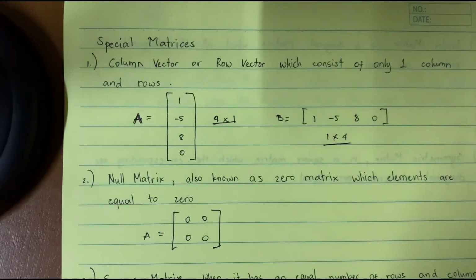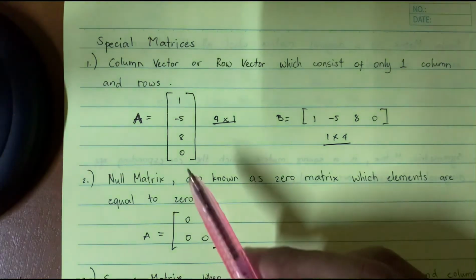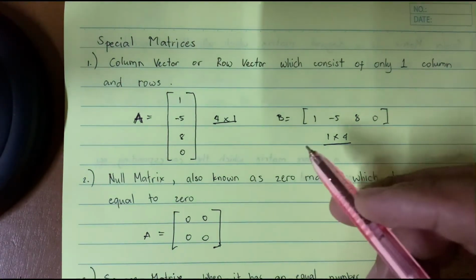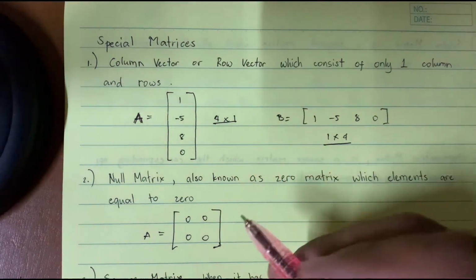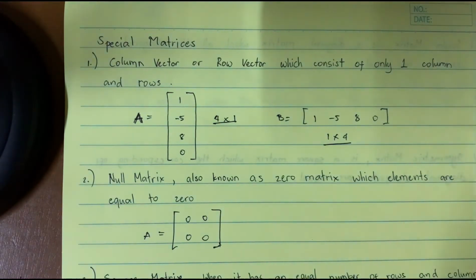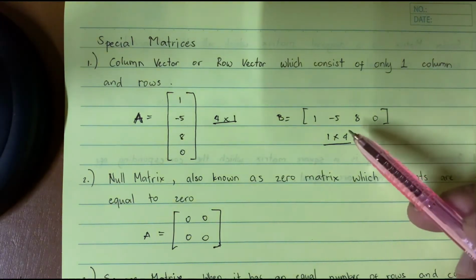We have special matrices. Number 1, column vector or row vector, which consists of only one column or one row. For example, this matrix A, column vector, is equal to 1, -5, 8, 0. This is a 4x1 column vector. Matrix B is a row vector, 1, -5, 8, 0. This one is a 1x4 matrix.